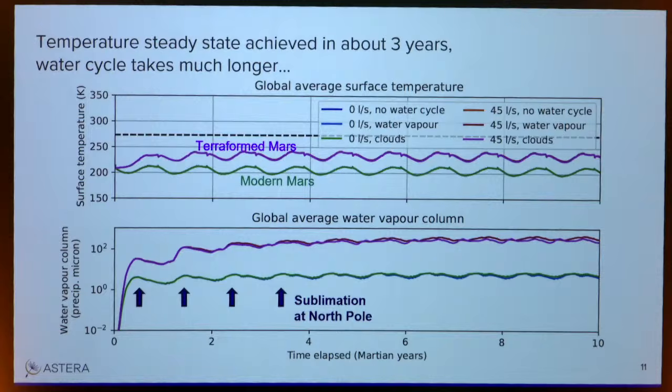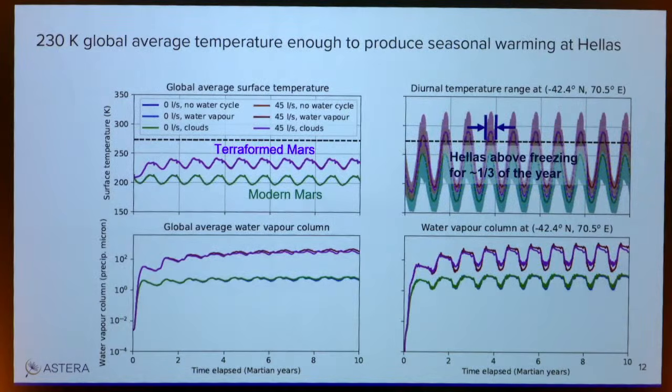So the water cycle takes several decades to actually get towards steady state. And we find that after about 60 liters per second, when we have a scenario with 60 liters per second of nanorods emitted into the atmosphere, we can reach a globally average temperature of about 230 Kelvin. And this is enough to produce the kind of seasonal warming at Hellas that we would need to start establishing a habitat.